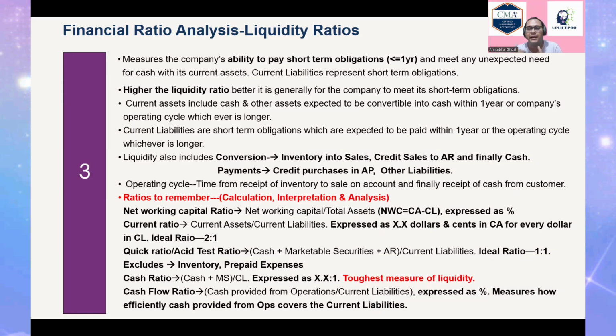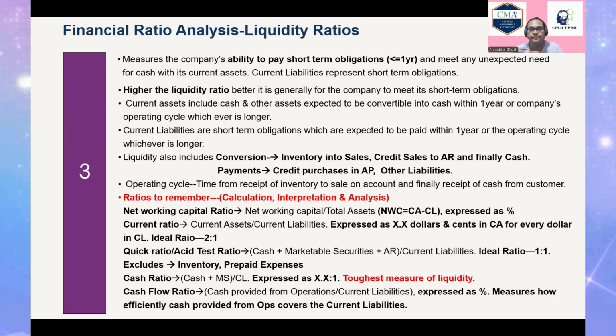Because if my current asset position is strong, naturally it will be better for us. So the higher the ratio, the better is the liquidity. That is how we interpret it. Now, current assets include my cash as well as other assets which are expected to be convertible into cash within 1 year, or the company's operating cycle, whichever is longer. Similarly, current liabilities are short-term obligations which are expected to be paid within 1 year, or the operating cycle, whichever is longer.